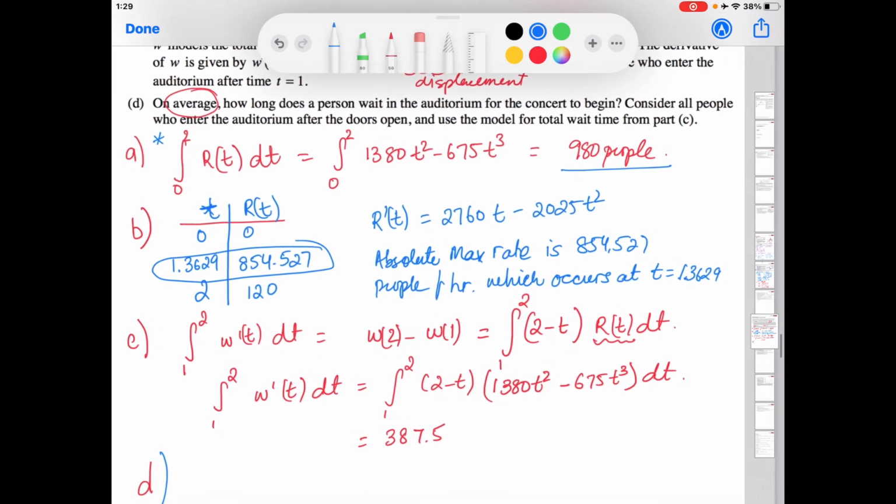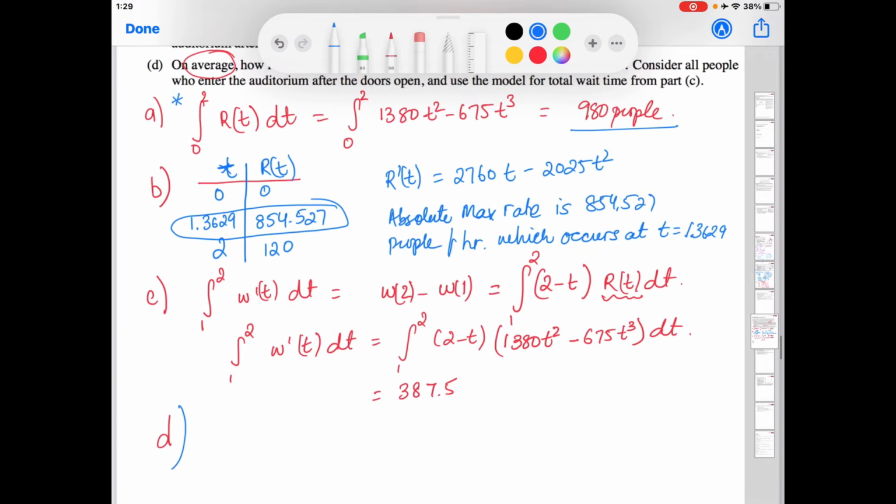Remember in the beginning, in part A, we found it was 980 people, right? The number of people. So it's 1 over 980 and then the integral from 0 to 2 of W prime of t. So 0 to 2 basically represents from time t equals 0 when the doors open till when the concert begins, and W prime of t represents your rate of wait time, which was given to us in part C. You put that whole thing into the calculator, and basically that would be 0.776 hours per person.